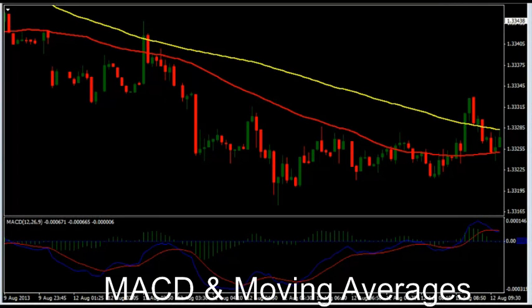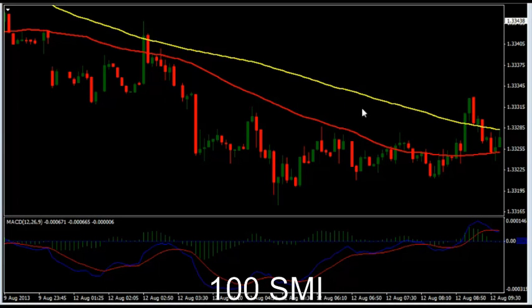I'm going to show you a trading strategy using MACD and moving averages. So the setup we have here is a 100 SMA in yellow, which gives us the long-term trend, and we have a 50 SMA in red, which gives us the short-term trend. What we're looking for is to have both these trends going in the same direction, and also to have the short-term trend inside the long-term trend.